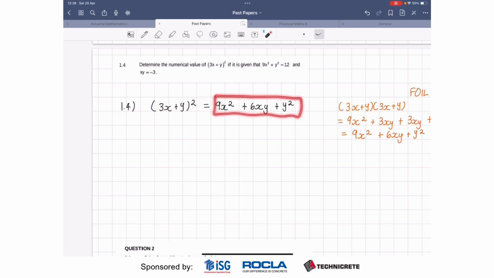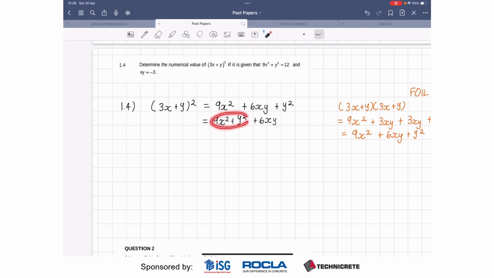Then in the question, I was told that 9x squared plus y squared is equal to 12, and xy is equal to minus 3. So everywhere that I see 9x squared plus y squared, I can write 12, and everywhere that I see xy, I can write minus 3. So I'm going to rearrange this expression to bring the y squared near the 9x squared, so it looks like this. And then I just have 6xy.